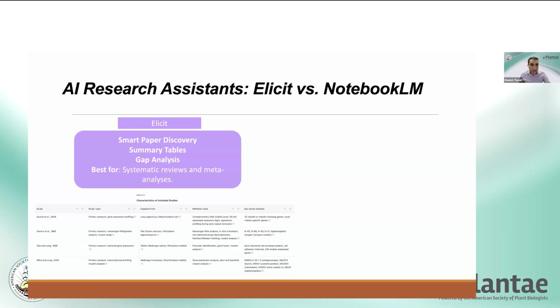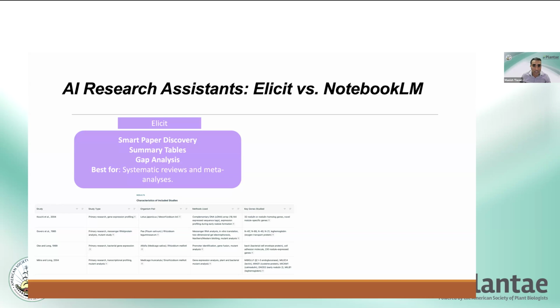And when I'm talking about the results, apart from getting a complete review of the literature, you will get a table like this, where you will have the study, like where this relevant literature has been taken from, what kind of study was conducted, what organism was studied, what methods were used in this study, and the key genes identified. So you get a table, which is quite helpful for a beginner.